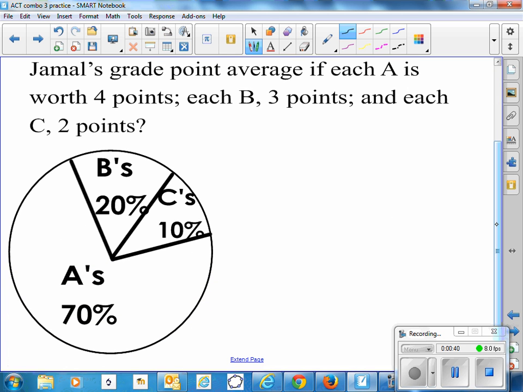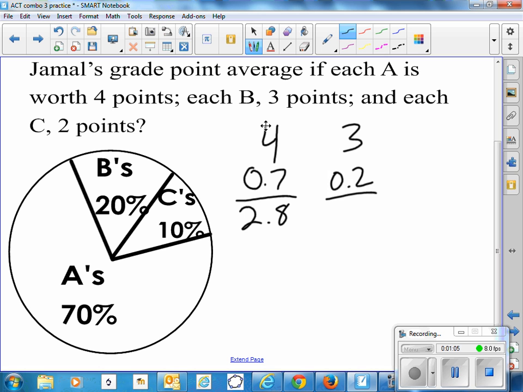Well, if I have 70% of it is 4 points, I multiply 4 points times 70%. 70% as a decimal is 0.7. 7 times 4 is 28. One decimal place in that whole problem. And 3 points, 20% of those for 6.6 points, and for 2 points I have 10% of those.